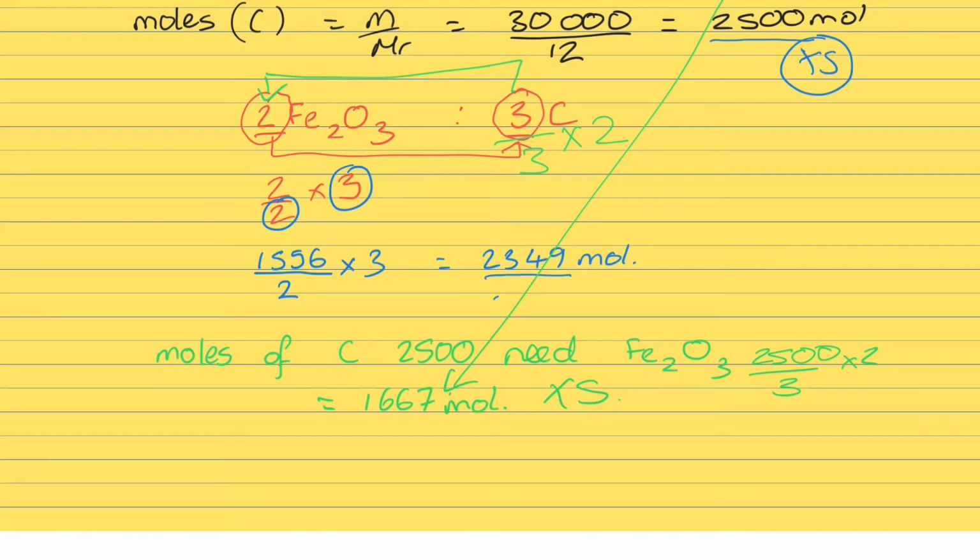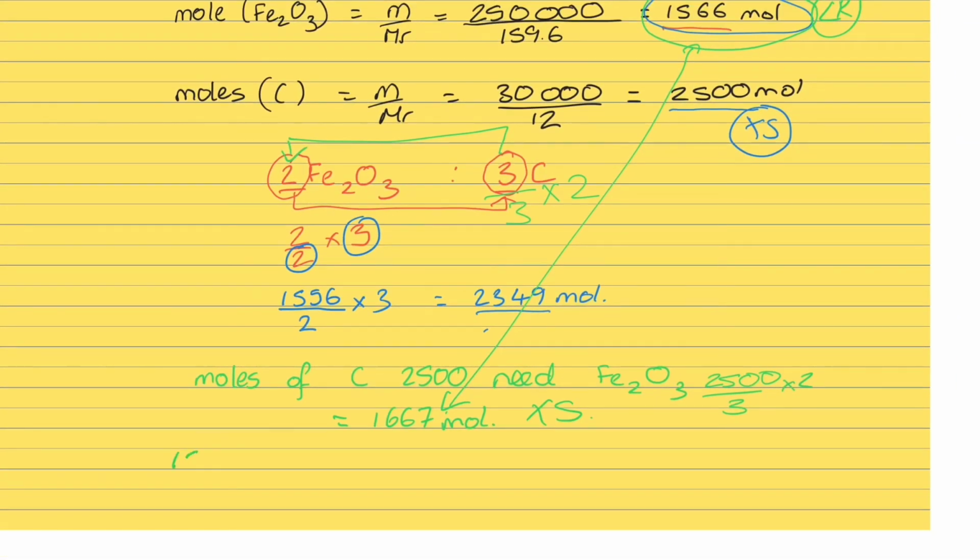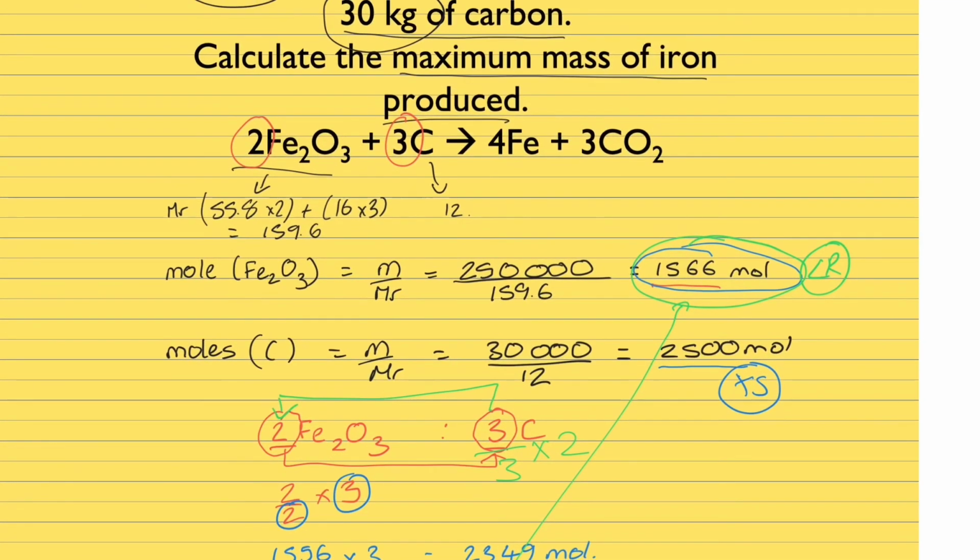So I know that the limiting reagent is going to determine how many moles of product I can make. So it's the iron oxide at 1566 moles, which is going to determine how many moles of iron I can make. So what do we do next? We need to go back to the equation. So we know 2 moles of iron oxide makes 4 moles of iron.